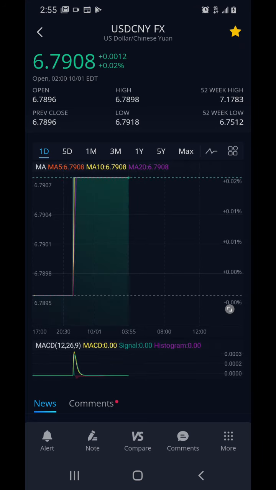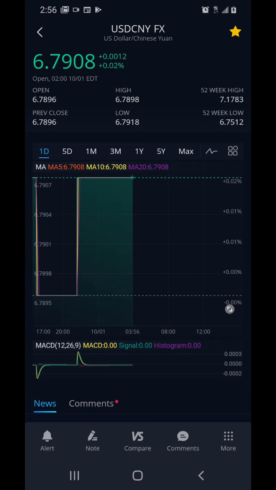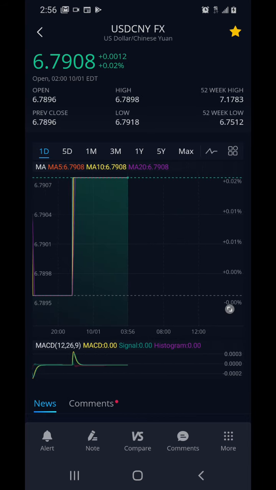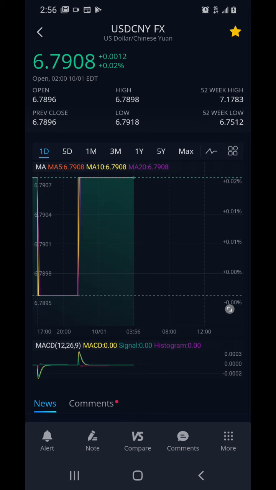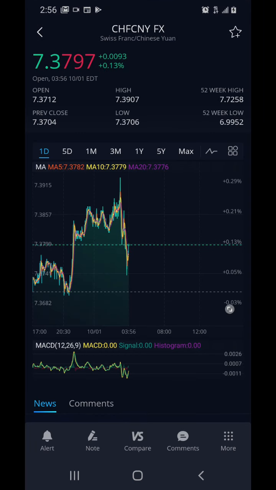USD CNY, Chinese yuan. This is the domestic yuan. This is the renminbi, RMB. We're going to correlate this. Chinese Japanese yen, which is used as a swap. Swiss franc, Chinese yuan.